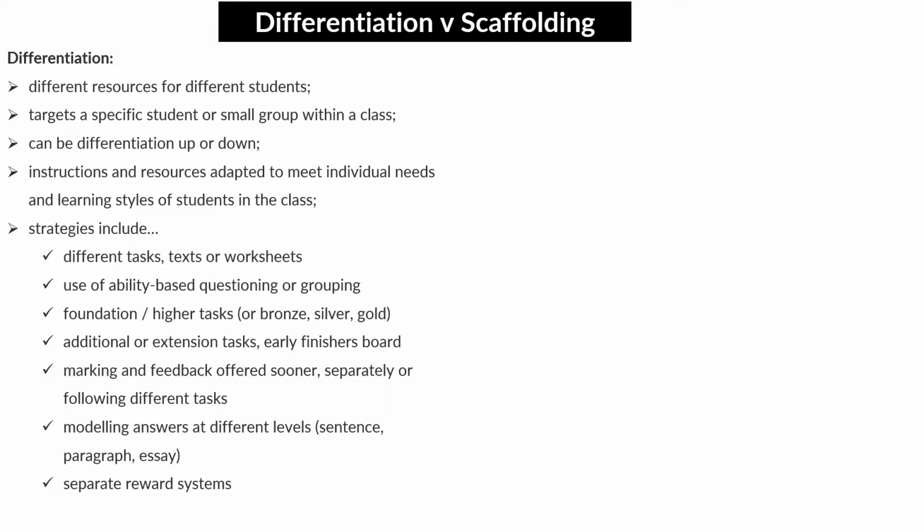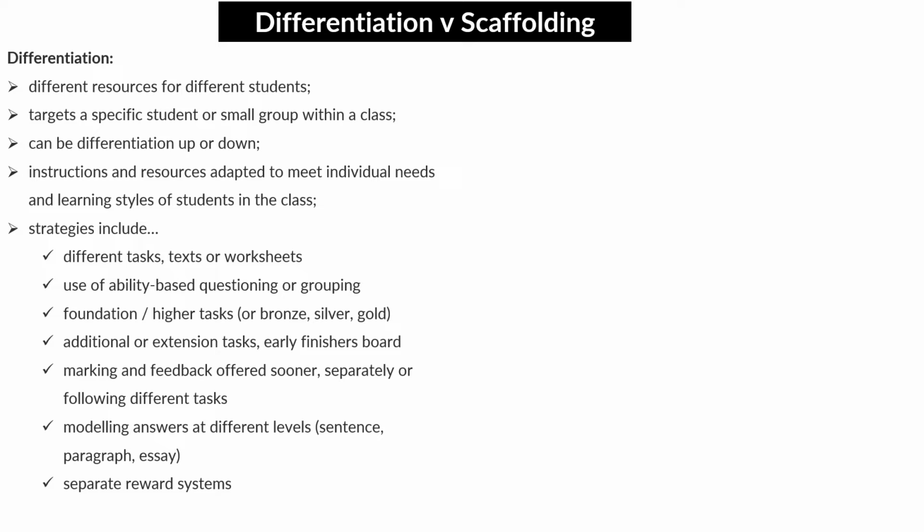Strategies of differentiation include different tasks, texts or worksheets, the use of ability-based questioning or grouping. In fact, if you're working in a setting with ability classes or stream setting, then you're already differentiating. Differentiation includes foundation or higher tasks, bronze, silver, gold, all, some and a few.